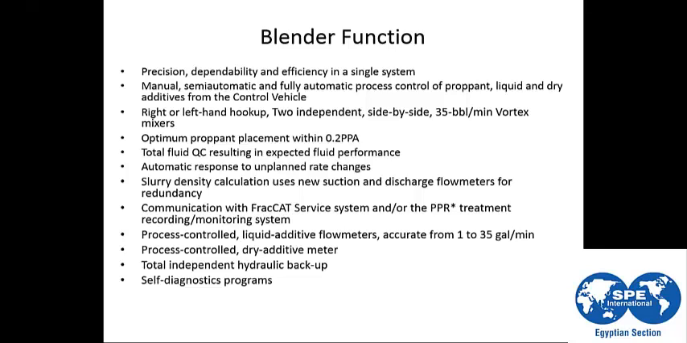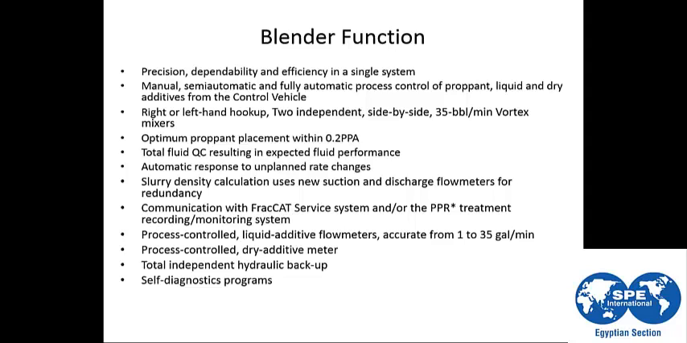Also, we use the blender for automatic response to unplanned rate change, because it has software to control all the pumps, the sand screw and the mixing tub, so you can guarantee the concentration of the additives pumped during the job. You just select the concentration that you want, and the software will operate the pump at the required rate, and also give you a measurement of the actual concentration and the actual pumping rate for each additive.